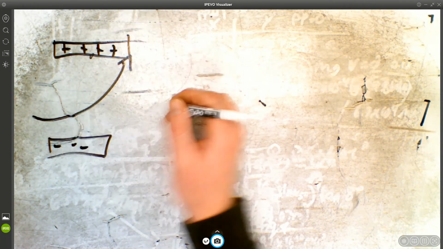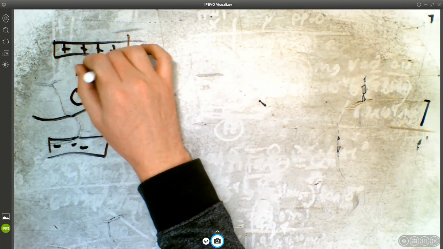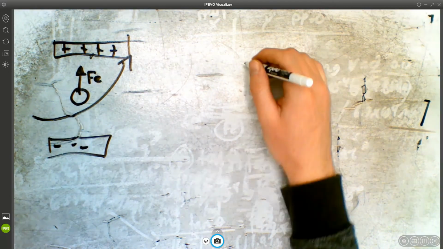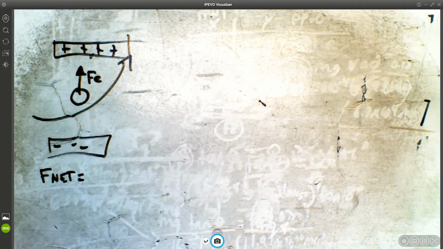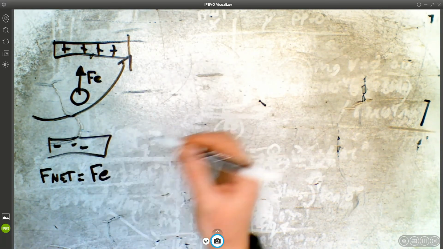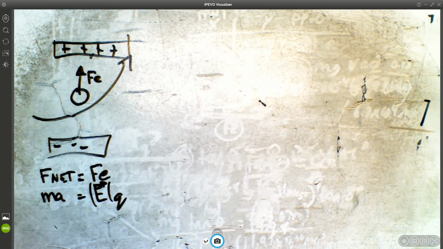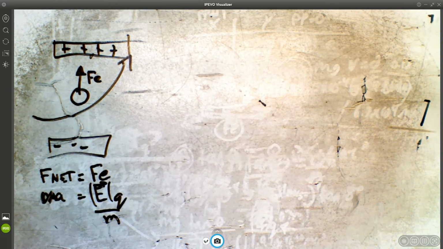So that's positive, that's negative. When it's in the middle here, it experiences an electric force up. We don't need gravity because it's a subatomic particle and its mass is so small. So its force of gravity is negligible. So we can write our F net is equal to Fe, ma is equal to Eq, and we can figure out acceleration from that, basically.